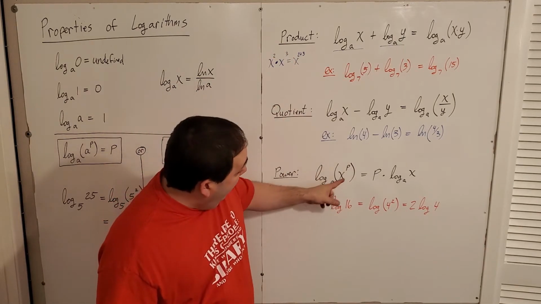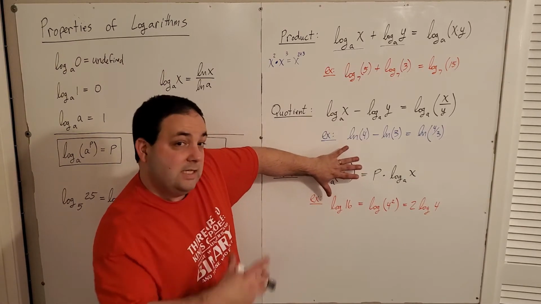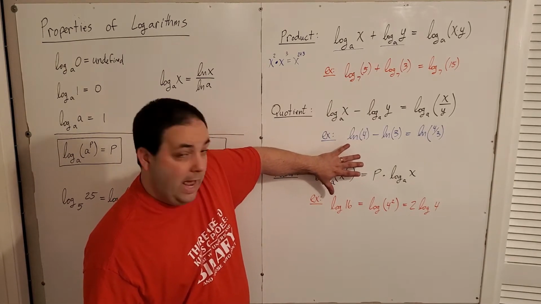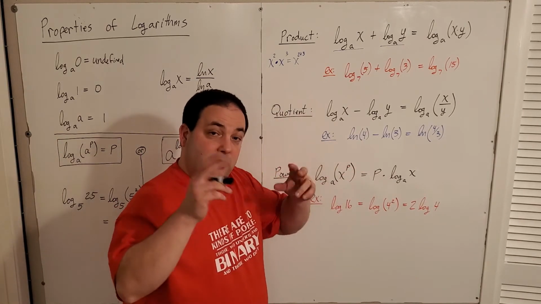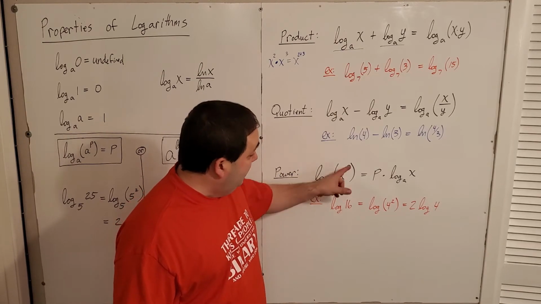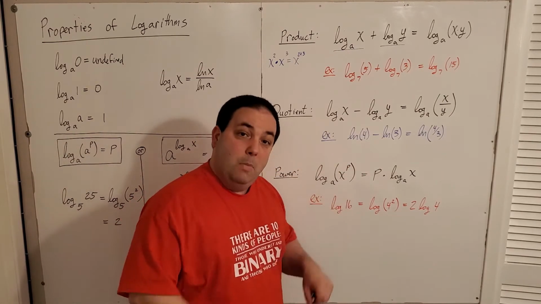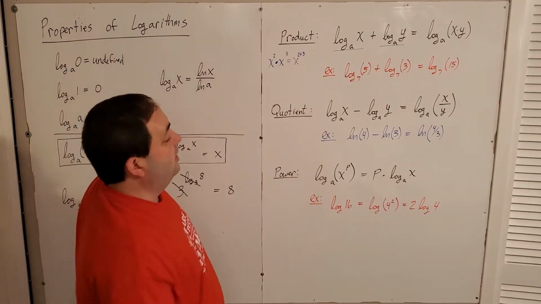Same thing. I have a power inside of another power, an exponent inside of another exponent. What happens? I multiply them, right? The lingo is I bring the p out to multiply. But really what's happening is I'm seeing two exponents and I'm multiplying them together, okay? And you know, some examples that go along with it.